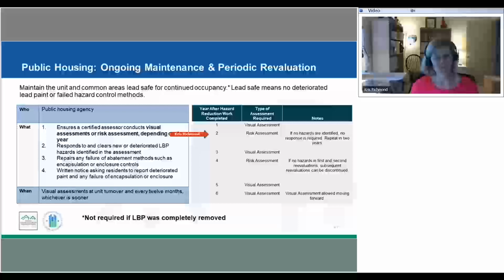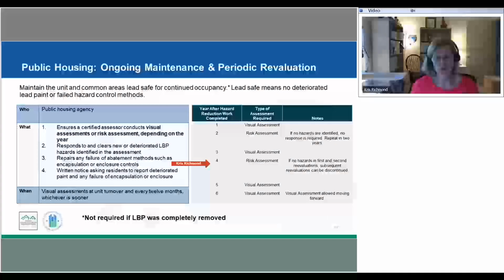Okay, so year 2, we're hiring a risk assessor if we don't have one on staff who's certified to do a full risk assessment. If during that risk assessment there are no hazards identified, in year 3, I can do a visual assessment. So again, we're going back to our visual assessor who has that free online training. They're doing the visual assessment in year 3. And then in year 4, I do have to have a full risk assessment completed again. So I either hire a risk assessor or my staff is trained as a risk assessor.